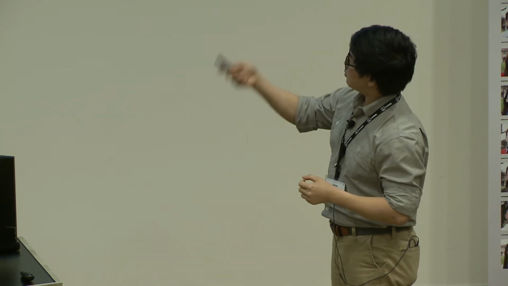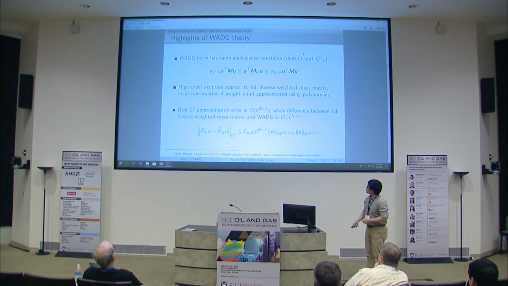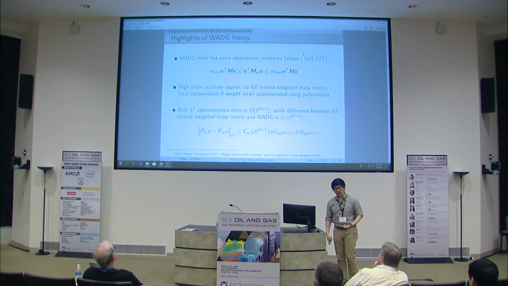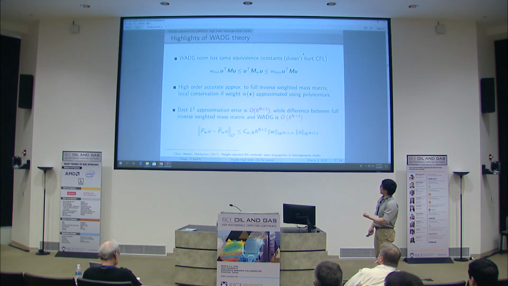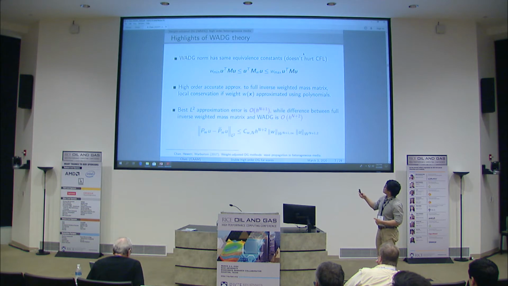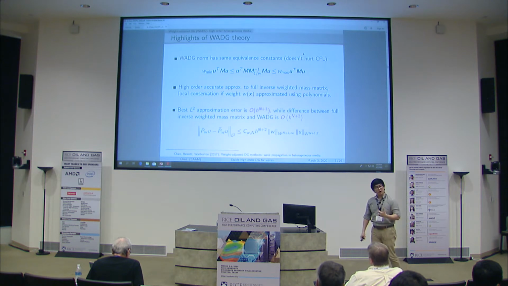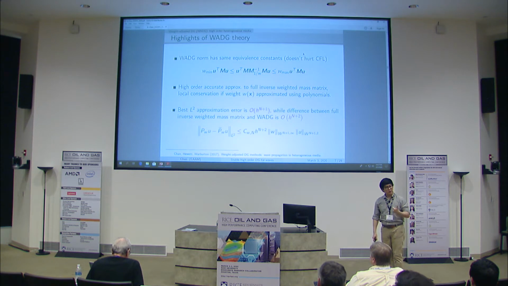I'll just hit some quick highlights of why I think this is interesting. Mathematically, I was interested to make sure this didn't do anything bad to our DG method. If we're using explicit time stepping, it turns out that it generates essentially the same constants of norm equivalence as a standard high-order DG method. So it doesn't affect the CFL. I can march at the same time step that I did before. If you're interested in local conservation or high-order accuracy, we have some theorems that show you can do that.